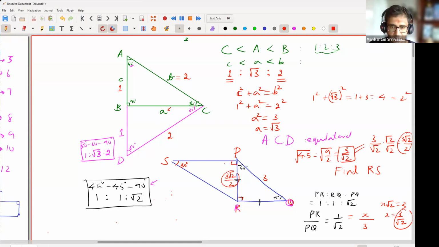Now I'll use that in the second triangle, because the common connection between PQ, which was given, and RS, which was asked. So let's not forget the question. The final question is find RS. The common connection is the line which is PR. So now we have found PR. Let's use it in the next triangle.